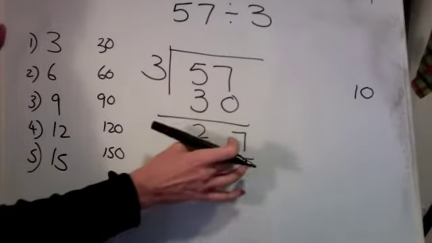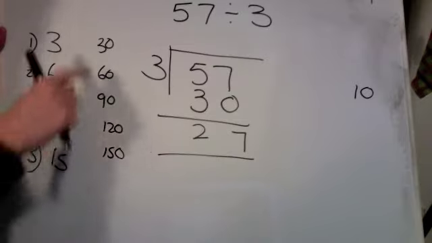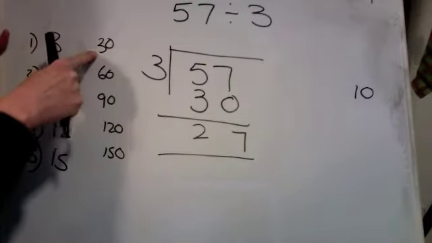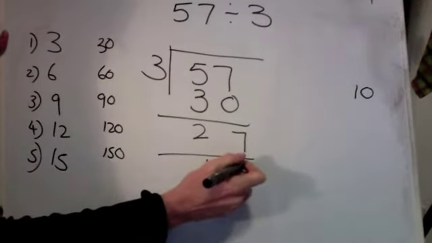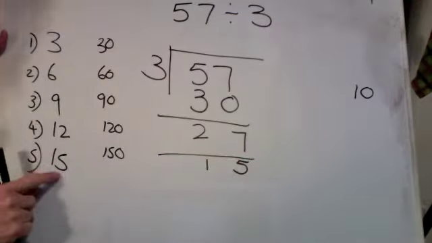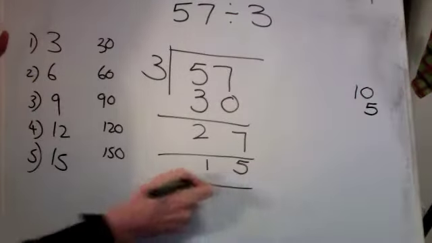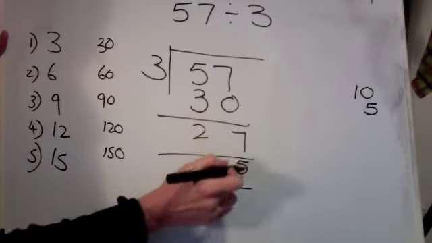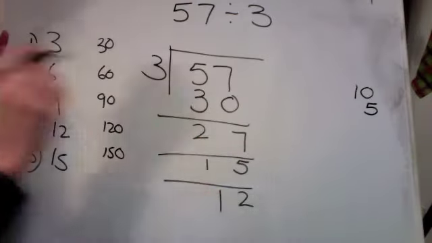I'm looking for a number as close to 27 as possible without going over. The closest number I've got is 30, but that's too high. So I'm going to use 15. And to make 15, I've used 5 3s. So let's see what the remainder is. 7 take away 5 is 2. 2 take away 1 is 1.